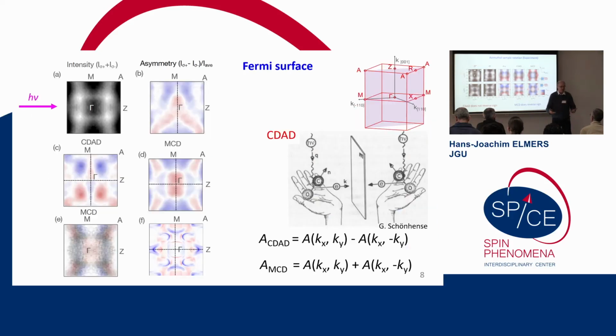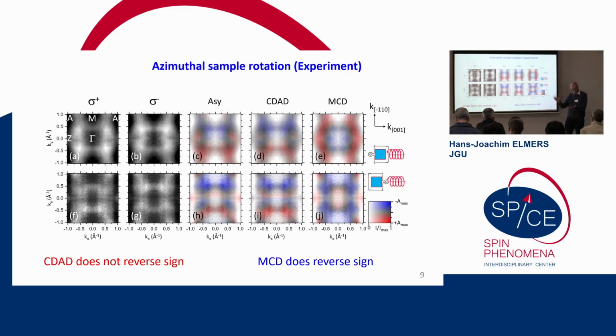For a ferromagnet, you know, if you turn the ferromagnet upside down, you change the polarity. We can also do that here. Instead of applying a very large magnetic field, we just rotate our sample azimuthally. So we have the same sample. We see two intensity maps here for sigma plus and sigma minus. We calculate the asymmetry, the CDAD, and the MCD, the magnetic circular dichroism, which should not show up for an antiferromagnet and is indicative of time reversal symmetry breaking.